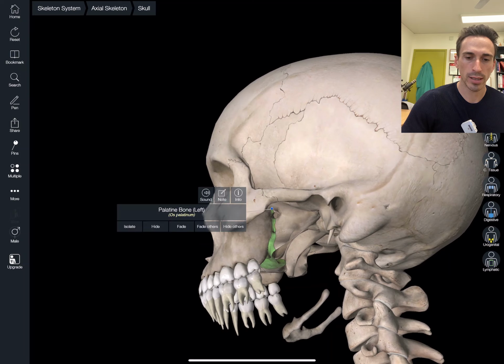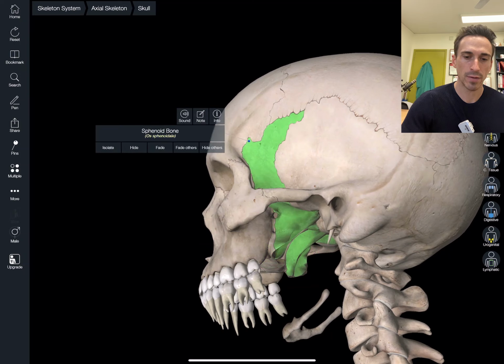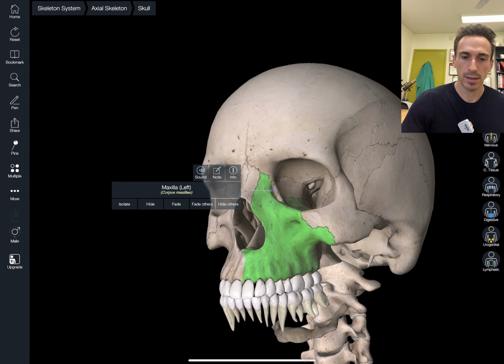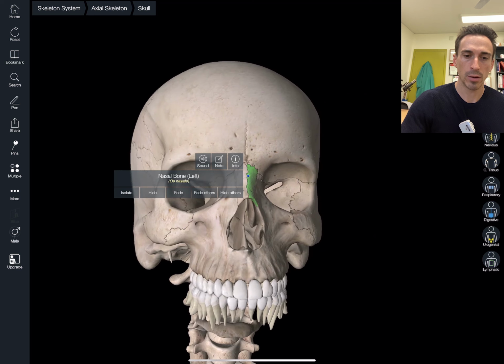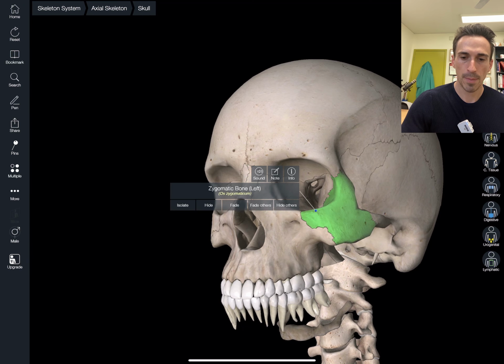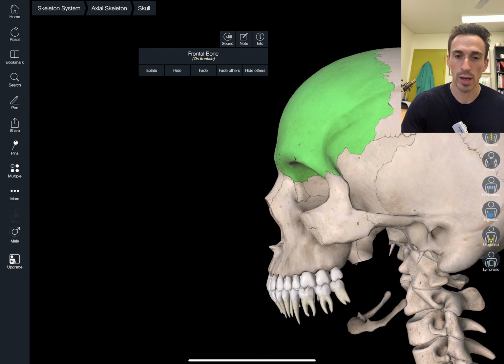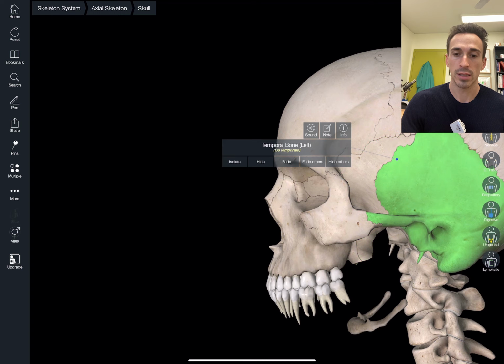And the palatine bone, you can see, articulates with the back of the maxilla and that of the sphenoid bone as well. Another bone that we need to look at is the nasal bone up here, but also the zygomatic bone. The zygomatic bone, you can see, has connections with the frontal, the sphenoid, and the temporal bone.